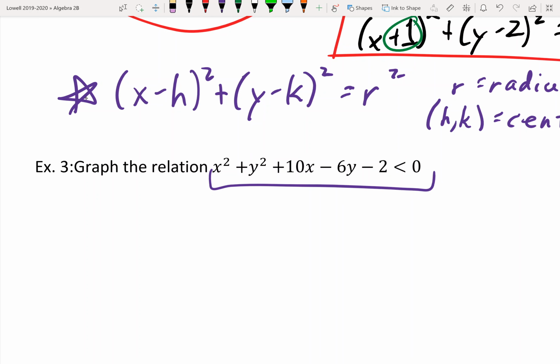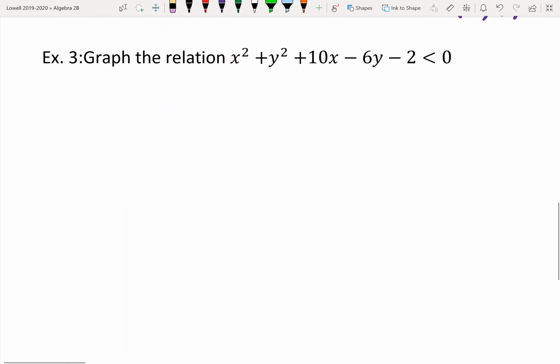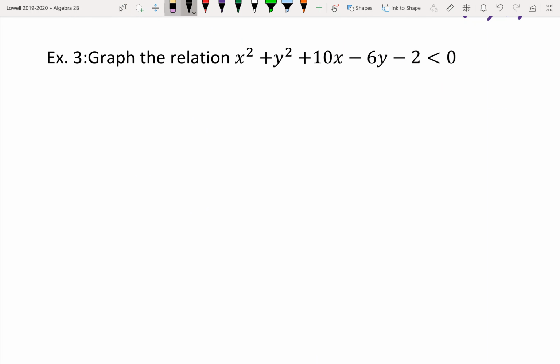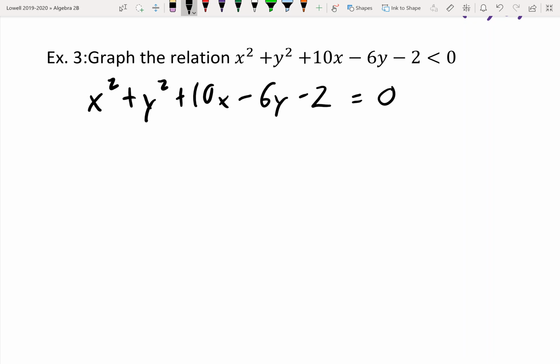And so my first step for graphing an inequality is to first pretend it's not an inequality, pretend it's an actual equal sign. So let's just focus on that first. I just figured we could combine the two ideas into one video. So my equation is really x squared plus y squared plus 10x minus 6y minus 2 equals 0. So pretend it's an actual equation, excuse me.